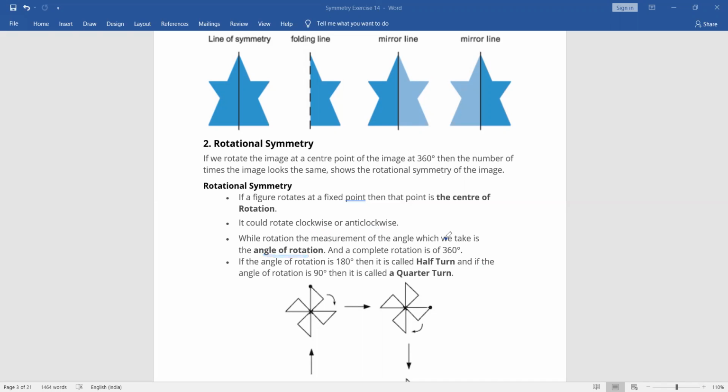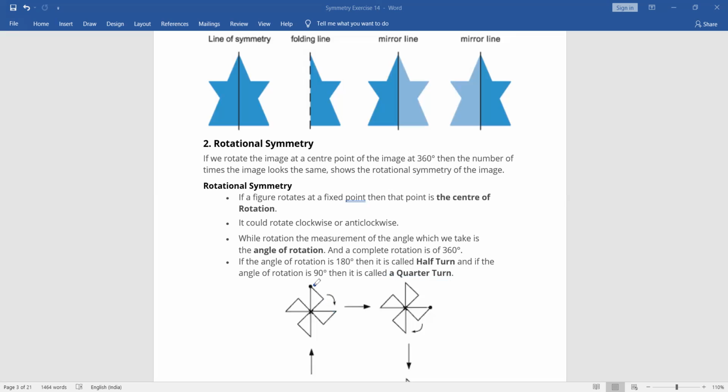A complete rotation, as we know, is an angle of 360 degrees. So the complete rotation is also 360 degrees. Just have a look at this figure, a diagram given to you. When you are rotating it, just see the direction. This much is a rotation of 90 degrees, so it is known as a quarter turn.